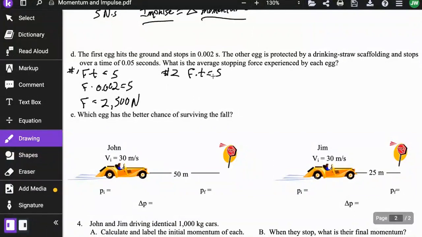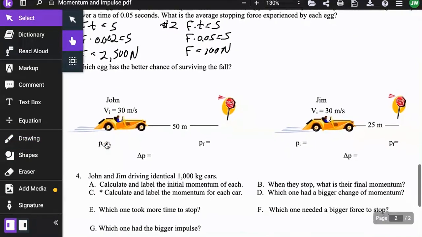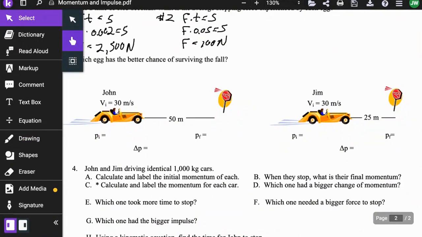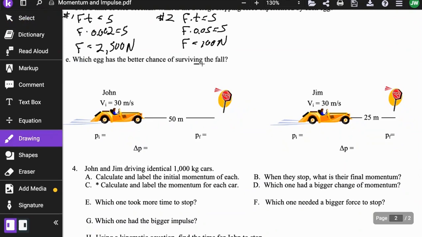For the second egg, where the time was 0.05, a much longer, relatively, time period, the force is going to be much less. 5 divided by 0.05, we should get about, I think it's 100? Yes, 100 newtons. So it's a big difference, 100 newtons of force compared to 2,500 newtons of force, just by changing the time from 0.002 seconds to 0.05 seconds. Which egg has a better chance of surviving the fall? Egg number 2, the other egg, where it says the other egg that's protected by the drinking straws apparatus.